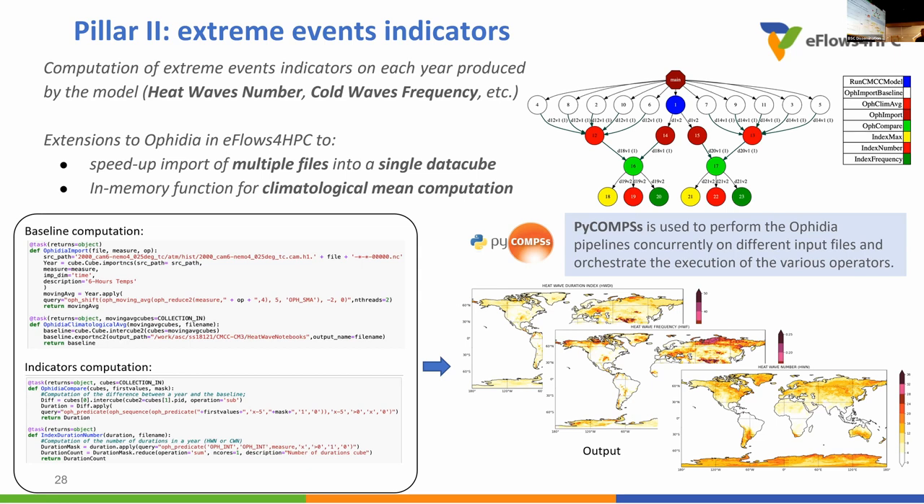And there's also some sample code from this workflow. And we can see on the lower part the output, which is some maps produced from these NetCDF files. To run this, we had to do some extensions to the Ophidia framework, which have been implemented in the context of the Equiflows project and have been fed back into the main branches of the software. So we created some new functions to import multiple files into a single data cube for performance reasons, to make this process faster, as well as some in-memory functions to support climatological mean computation. This also makes the whole process more efficient.